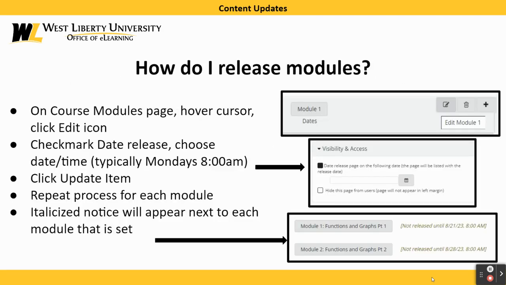How do I release modules? This instructional content can be set to release to students automatically at specified times, typically Mondays at 8 a.m. This paces the content for students. To set a release time, instructors can hover their cursor over the module area on the course modules page. Clicking the pencil icon will bring up a window to select a date release. Repeating this process for each module will show italicized notes on the course module page.